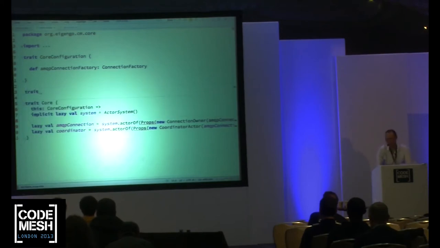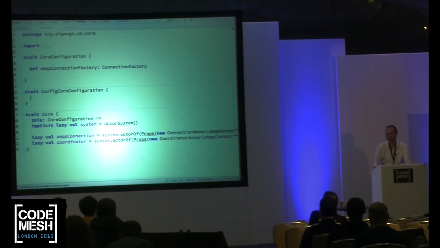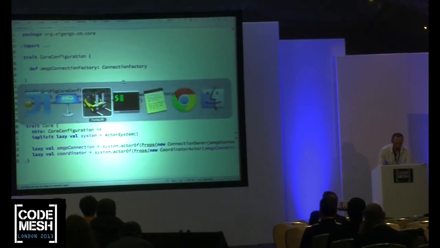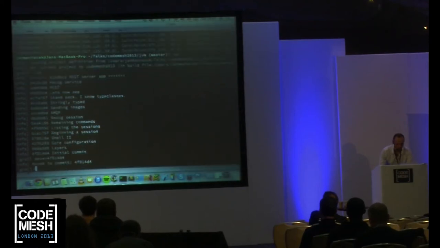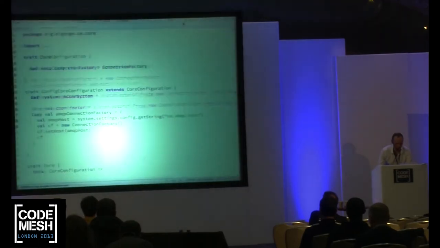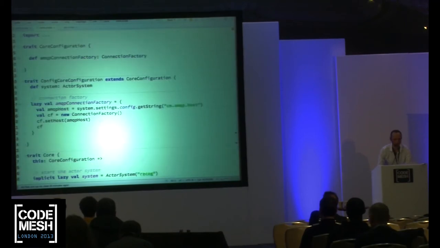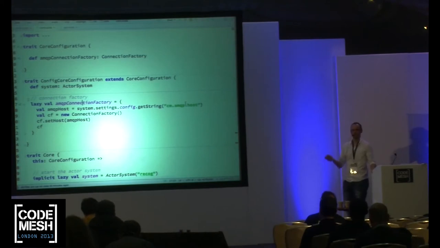So I can create one here, because I'm a nice person, I want to provide a configuration here for convenience. ConfigCoreConfiguration, and that's going to use the Typesafe Config. Don't worry, that's just the name of a library, essentially a JSON-like file that is available to me when I start an actor system. So I'm going to do something like this. In fact, it's a lot of typing, so I might cheat a little and just go next. So, just to save me typing, I would define that ConfigCoreConfiguration extends CoreConfiguration, and it builds the AMQP connection factory by looking up the cm.amqp.host string in a config file that's available when I start the actor system.